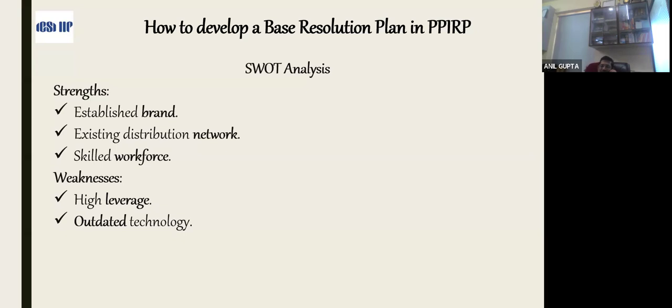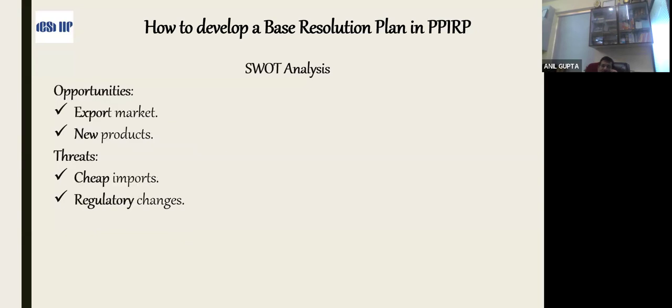Weaknesses: high leverage, high leverage. And high leverage means fixed costs are increasing. And outdated technology. If the company is running on outdated technology, then this is a weakness. So this SWOT analysis of the company is available in the particular report, the TEV report.